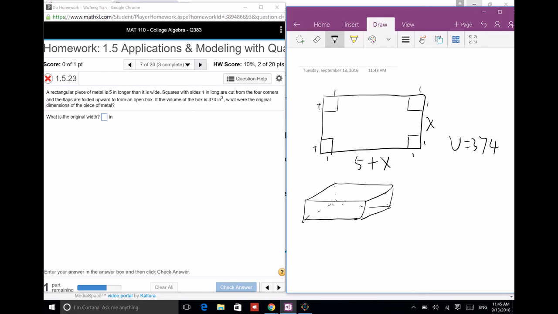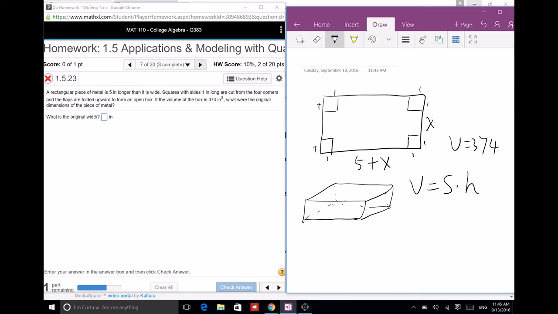What do we need to do? We need to set up a model for the volume. So the volume of a rectangular box is what? It's the base area times the height. It's S times H. That's the base area.